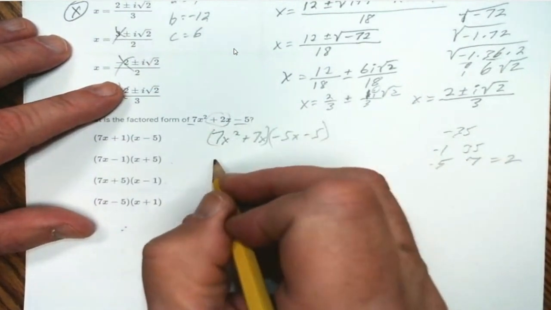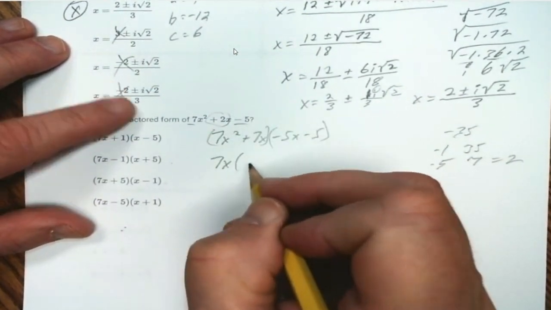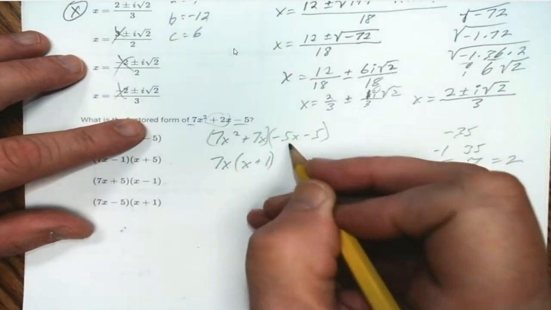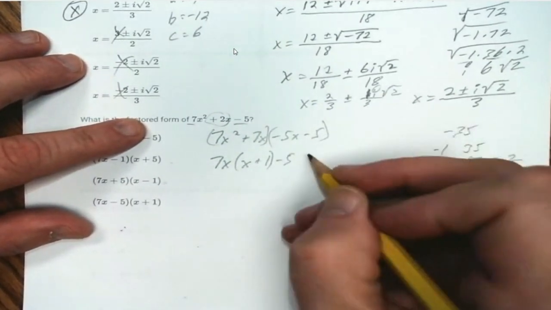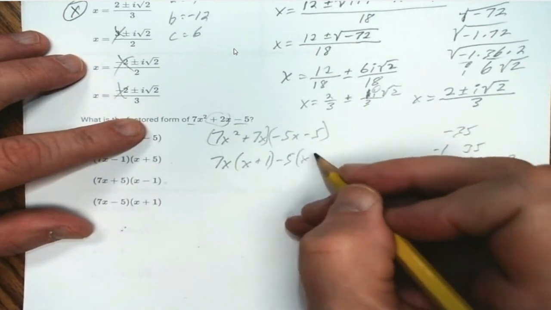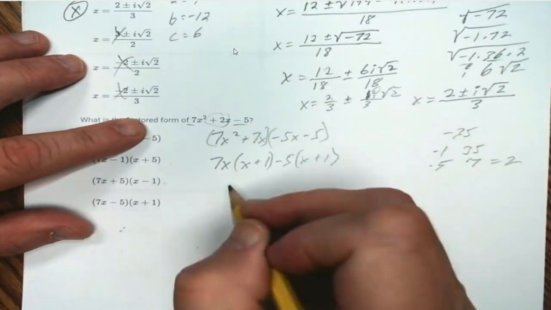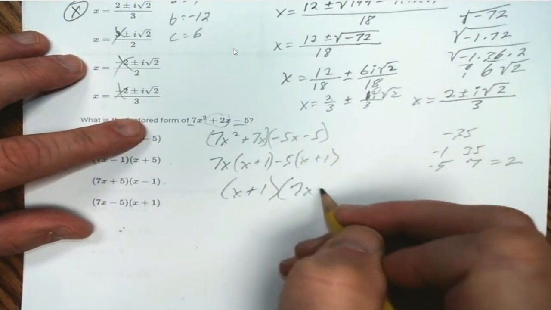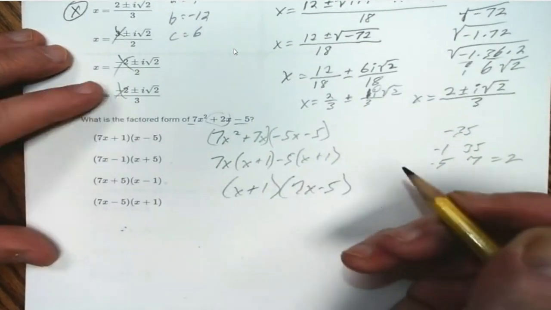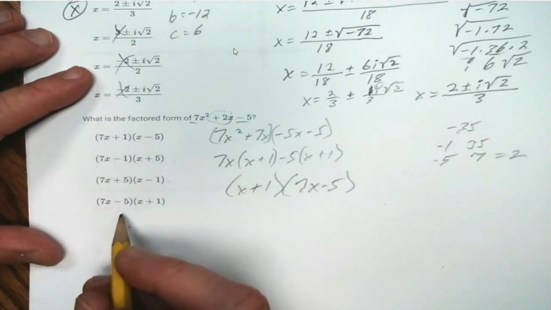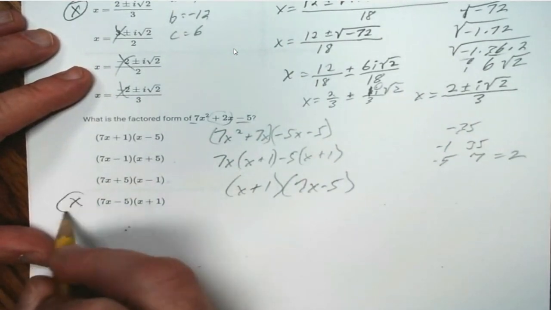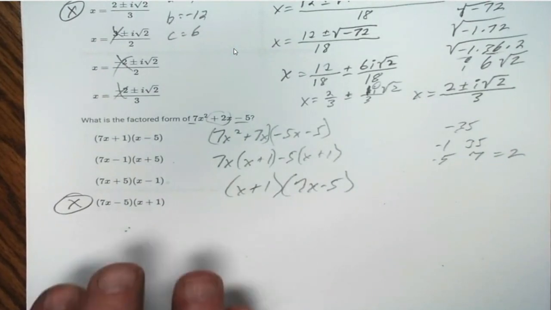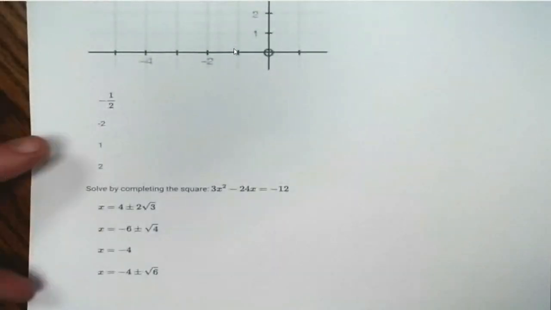So this is a 7x, which leaves just x plus 1. This is a minus 5, which leaves x plus 1. So this is x plus 1, 7x minus 5. Right there. 7x minus 5. All right, not much left.